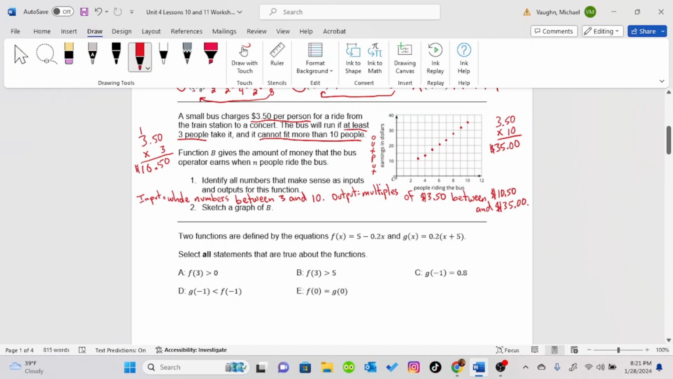We don't have any points before 3 because we cannot have less than 3 people. And we don't have any points after 10 because we cannot have more than 10 people. And we do not connect these points because the money is charged per person. So we cannot have a money amount that is not a multiple of $3.50. So for this context, we would only have the points within that domain of people and that range of prices, nothing in between and nothing before or after.